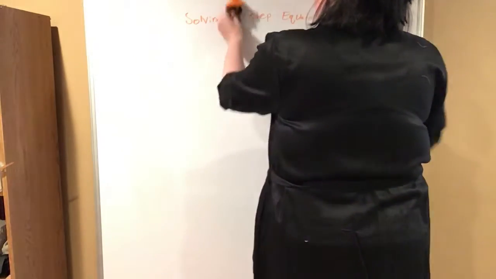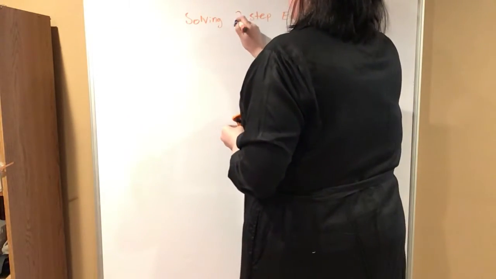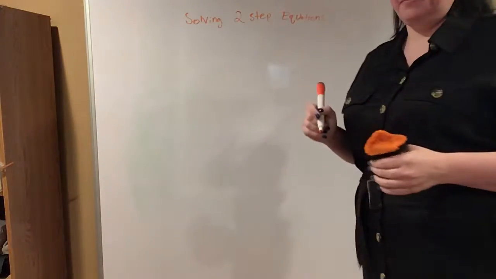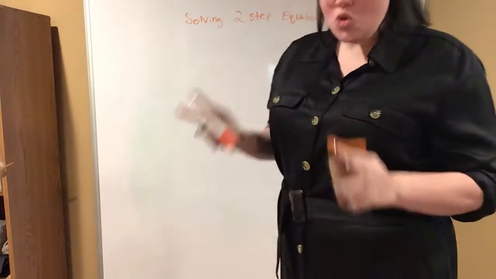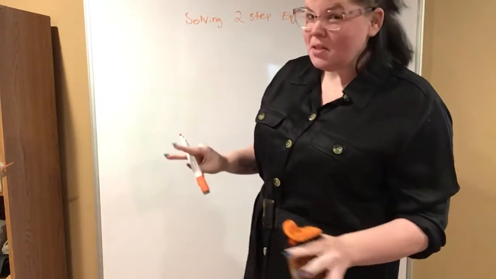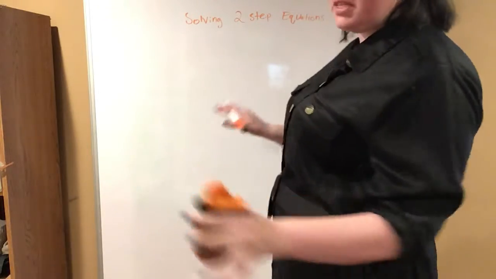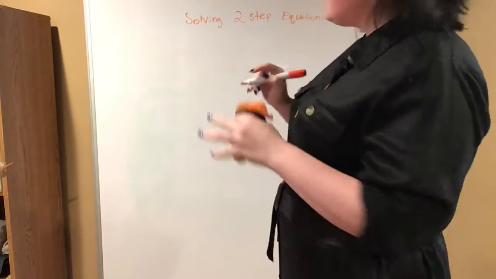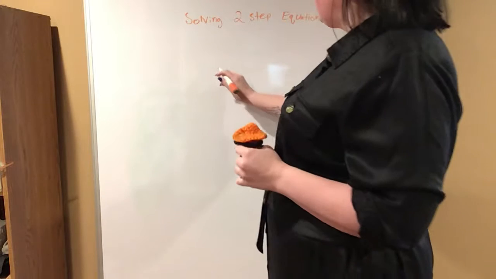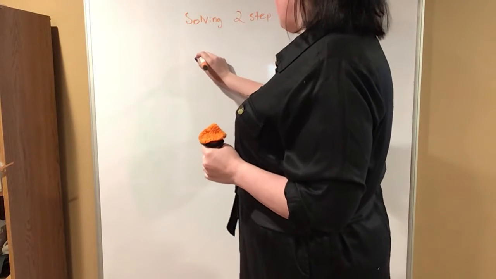So what if we make it a two-step equation? So now we're solving 2 steps. We have 2 steps in it. Oh crap. Everyone freaks out when they see multiple steps. It's not even that bad. So now we're going to look at an equation that looks like this.